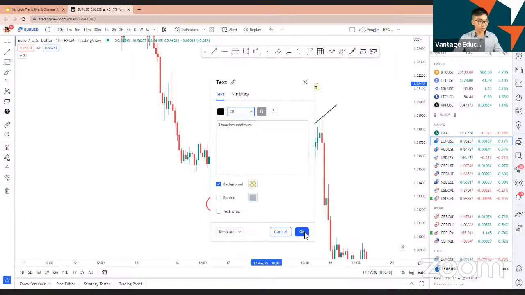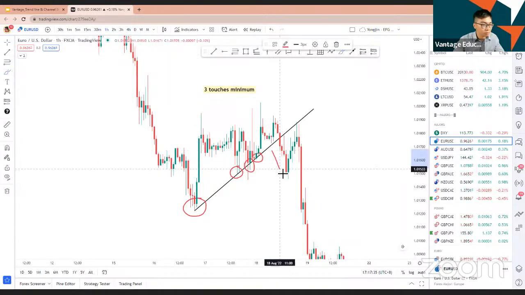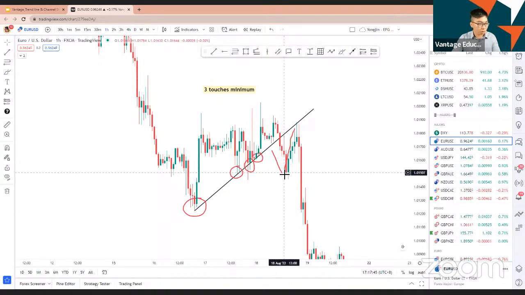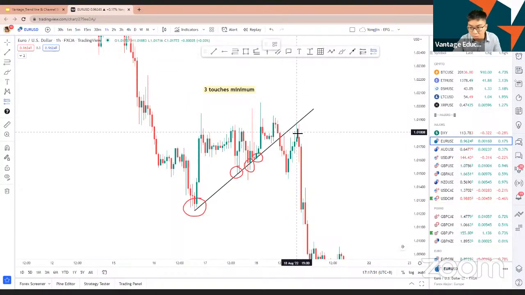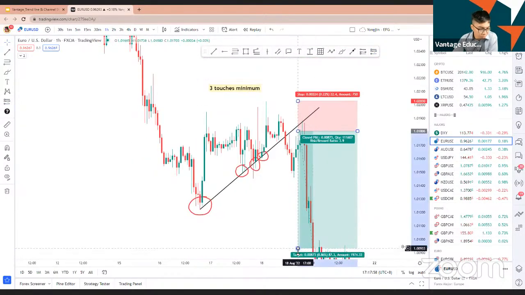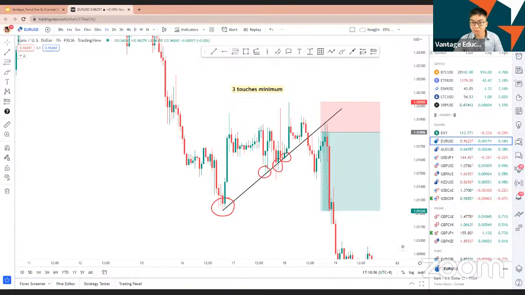Just remember, 3 touches minimum. Let me make it big. So price broke down, went back up, where you could potentially have your entry. Let me show you an entry, but why it's also very, very subjective to use a trend line. You can place a line anywhere on the chart and the candle can somehow tap.